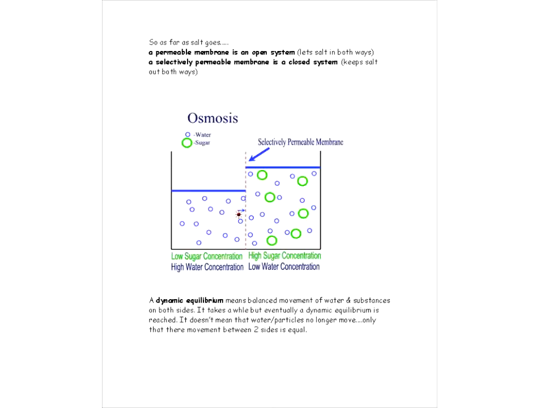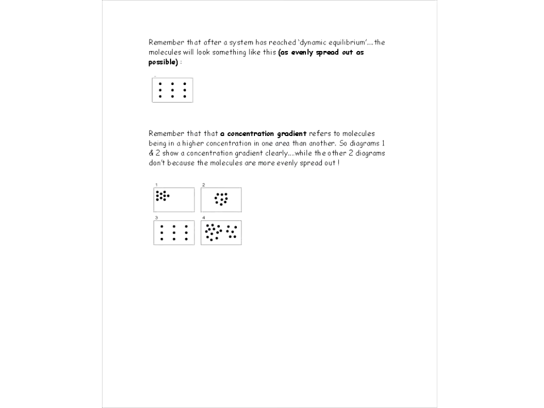Now this is not a situation where particles are no longer moving, in other words, where you've just got a balanced state because nothing's moving. What's actually happening is you're having movement through both sides, but it's an equal amount of movement. So because of that, both sides are equal at that point when you've met the conditions for a dynamic equilibrium. All right. So remember, after a system has reached dynamic equilibrium, the molecules are going to look something like this. In other words, they're going to be as spread out as they can, evenly spread out.